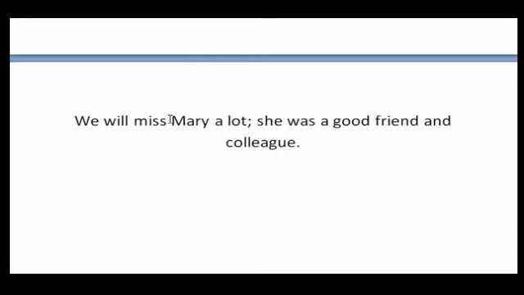And here, these two ideas are so closely related that we're telling the reader that I'm ending this thought, but the thought that follows is very closely related to this. We will miss Mary a lot almost because she was a good friend and colleague, using the semicolon to join what could be two sentences. But if it was two sentences, you might miss the fact that these are closely related ideas.